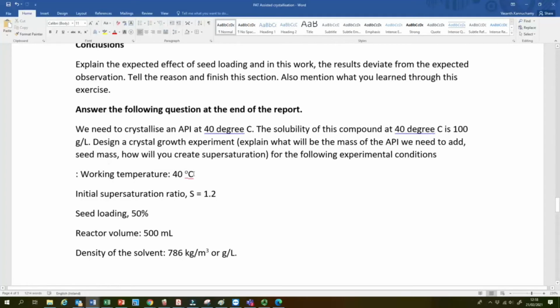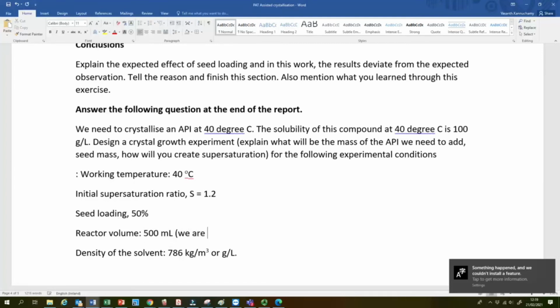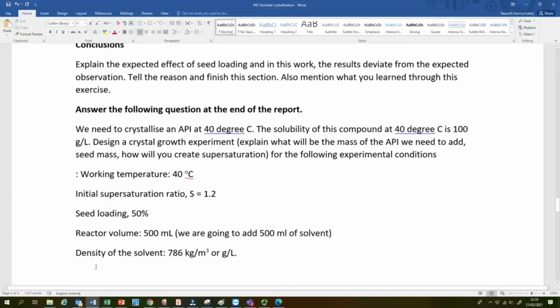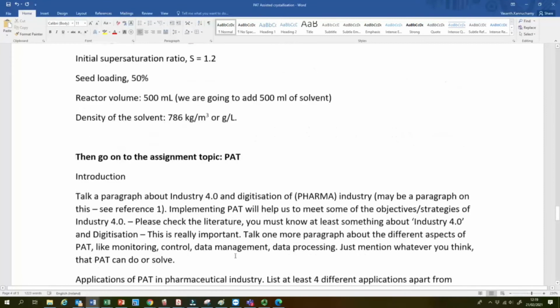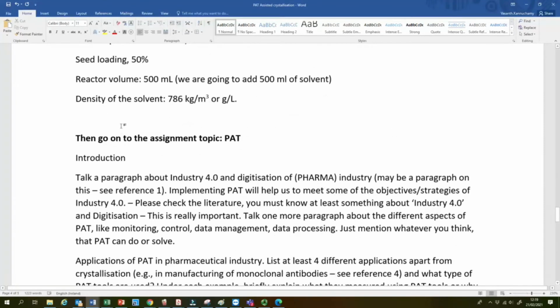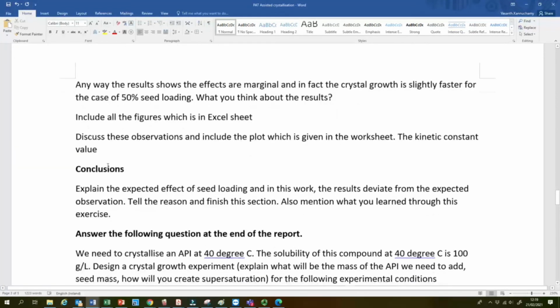And these are our experimental conditions. So we need to grow the crystals at 40 degrees centigrade. Our initial supersaturation is going to be 1.2, and the seed loading is 50%, and then your reactor volume is 500 ml, which means we are going to add 500 ml of your solvent. And then this is the density of your solvent, 786 kilograms per meter cube or grams per liter, both are same. And that's it.